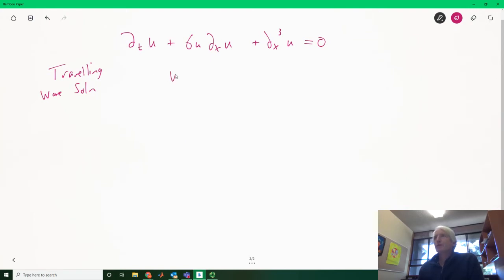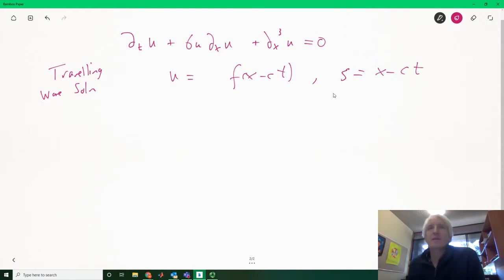So the travelling wave solution says that u is some function of x minus ct. Introduce a coordinate for x minus ct just to help us out, zeta. Okay, and then the key point is that c is unknown. It's a variable in the equation, and we'll only get travelling wave solutions for certain values of c. Let's have a look at this.